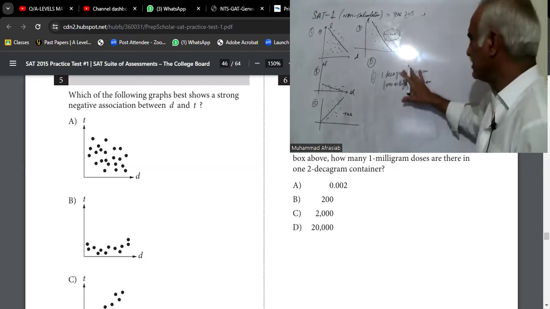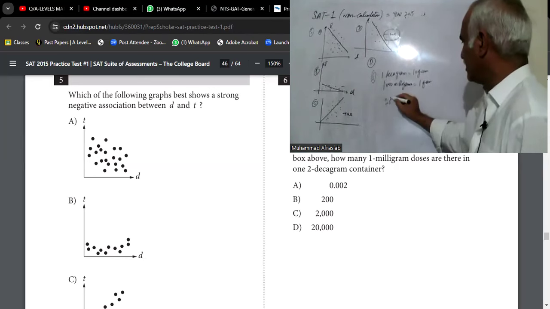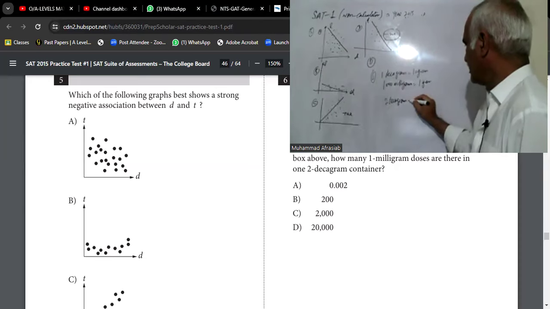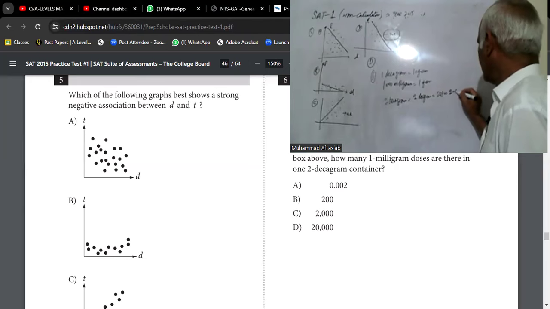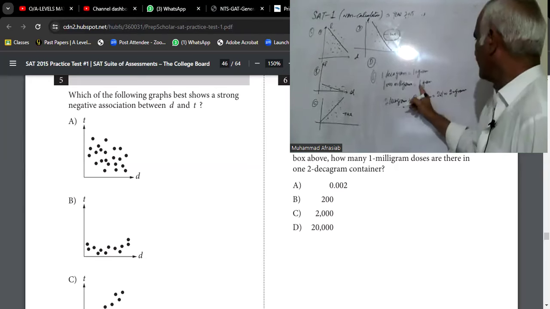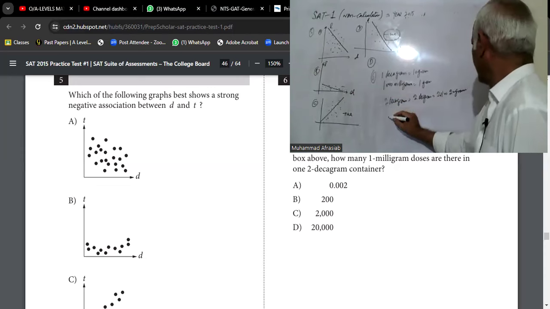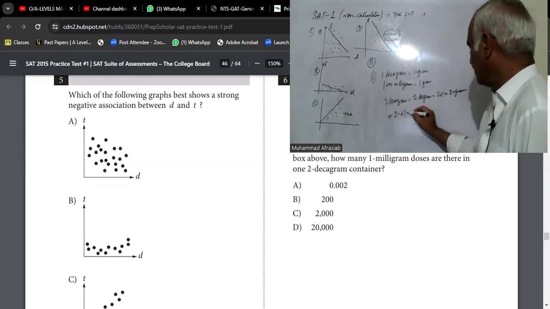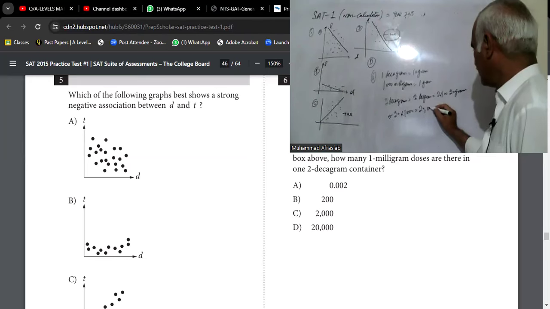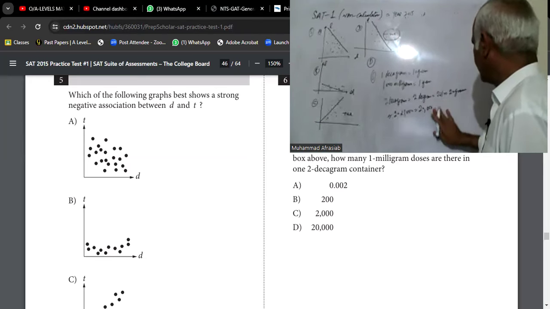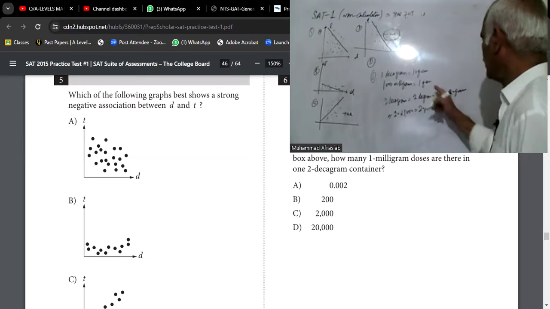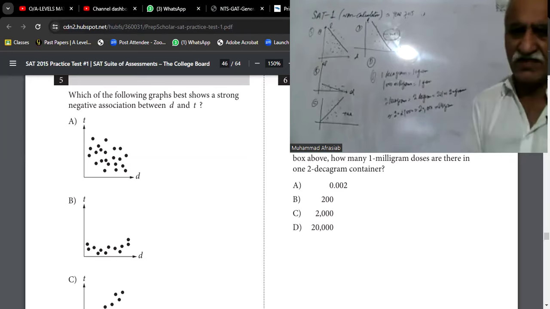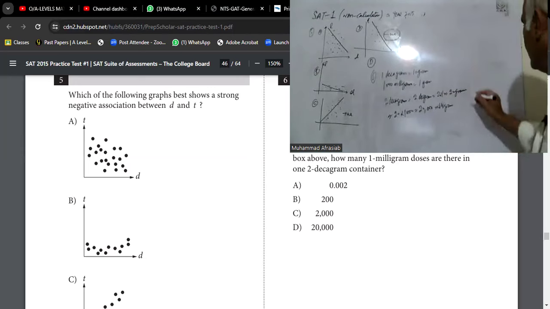So we have seen it there. There are 2 decagrams, which is equal to 2 into 10, that is equal to 20 grams. But 1 gram is equal to 1000 milligrams, so this will be equal to 20 into 1000. So it should be equal to 20,000 milligrams in 2 decagrams. So the answer for this portion is D.